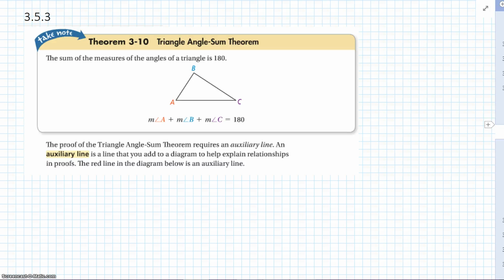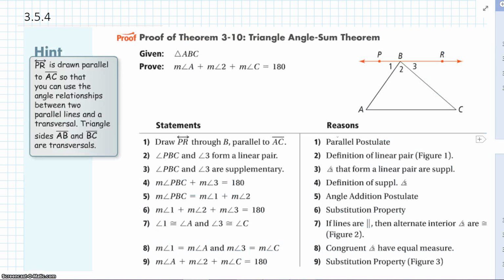So, here's what we're going to prove. The sum of the measures of angles in a triangle is 180. So the measure of angle 1 plus the measure of angle 2, or B, plus the measure of angle C is 180. The proof of the triangle angle sum theorem requires an auxiliary line. An auxiliary line is a line that you add to the diagram to help explain relationships and proofs. The red line in the diagram below is an auxiliary line.